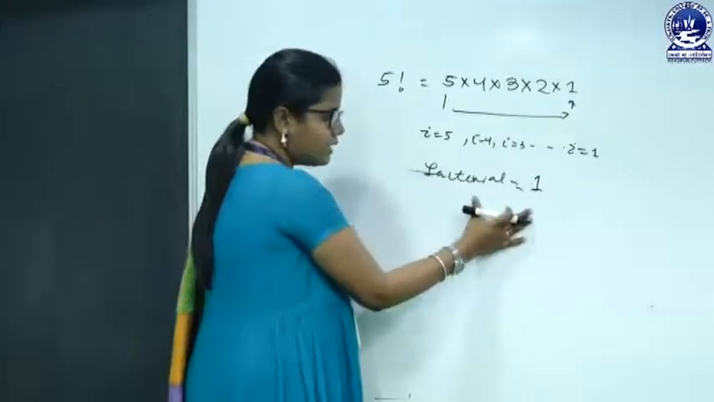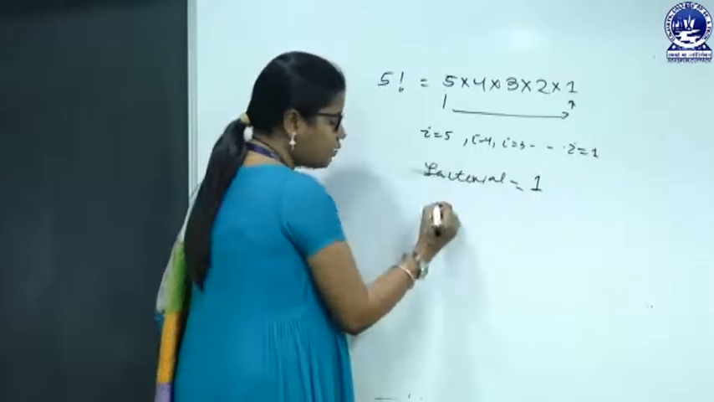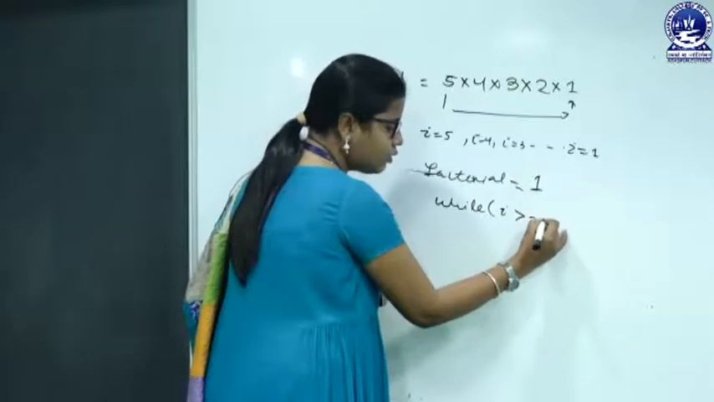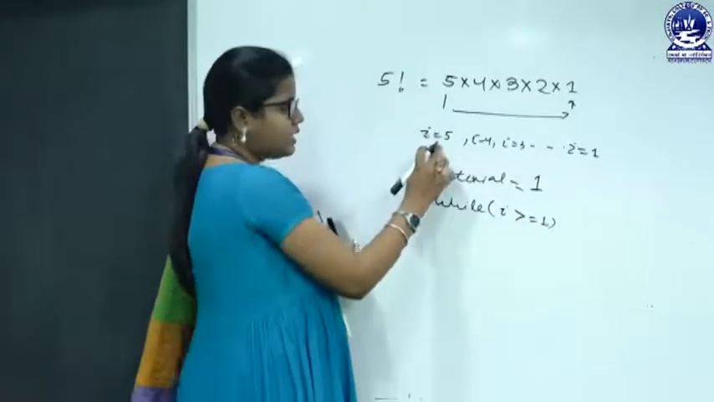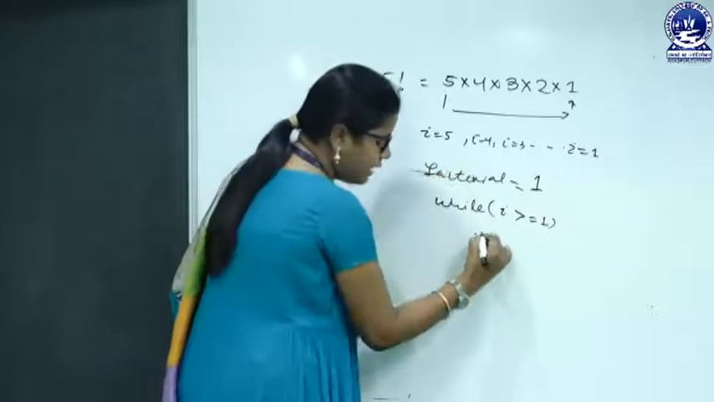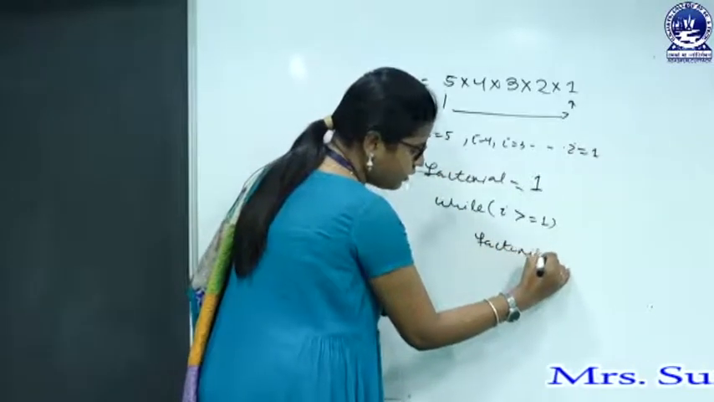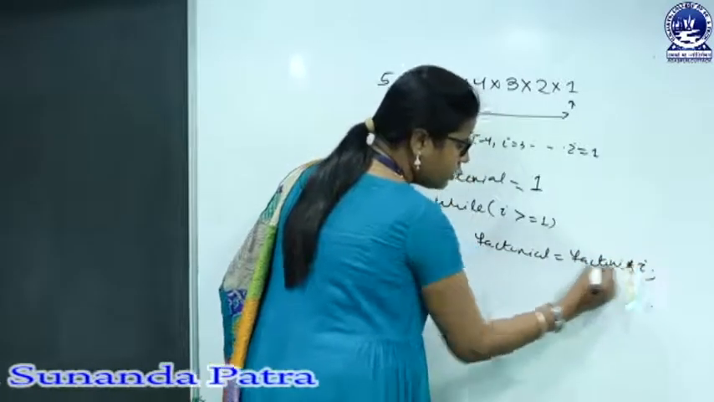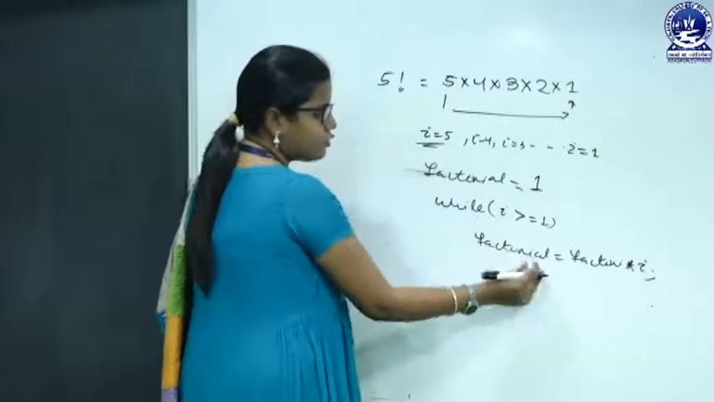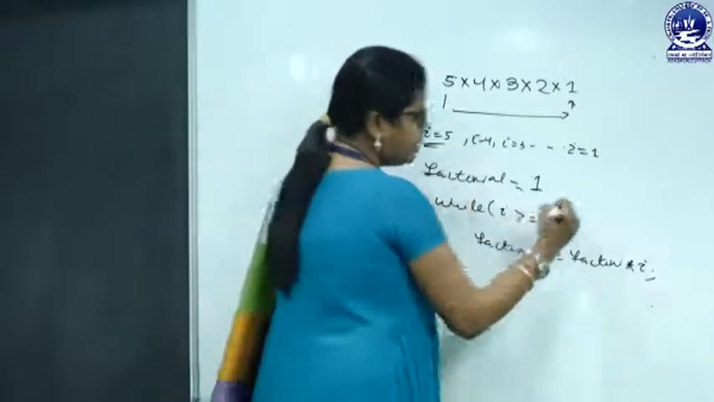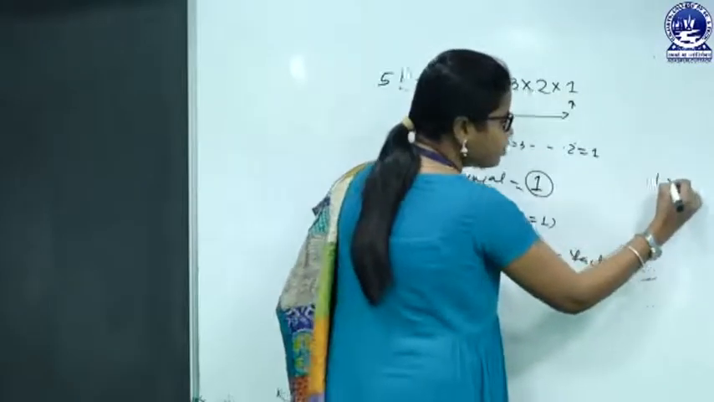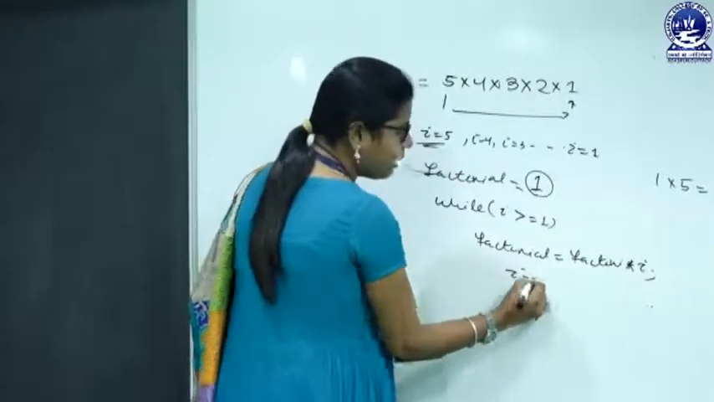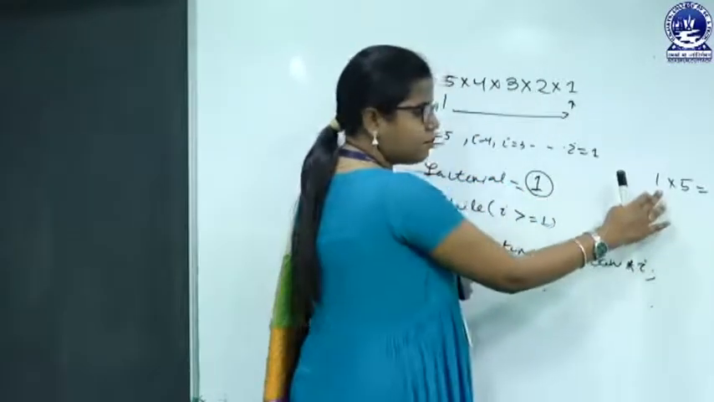So after initializing the factorial with 1, now, suppose I am writing here, while I is greater than or equal to 1, because I is what now? 5. So we can write here factorial equals factorial into I. So I is what? 5. So first we will multiply. What is the factorial value? That is 1. So 1 into 5, that is what? 5. Then I will be decremented. I will be 4. So what is the factorial variable?